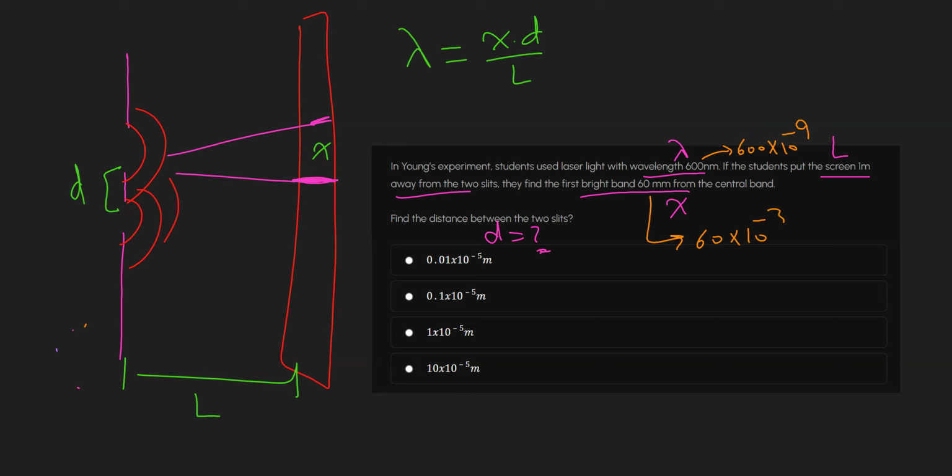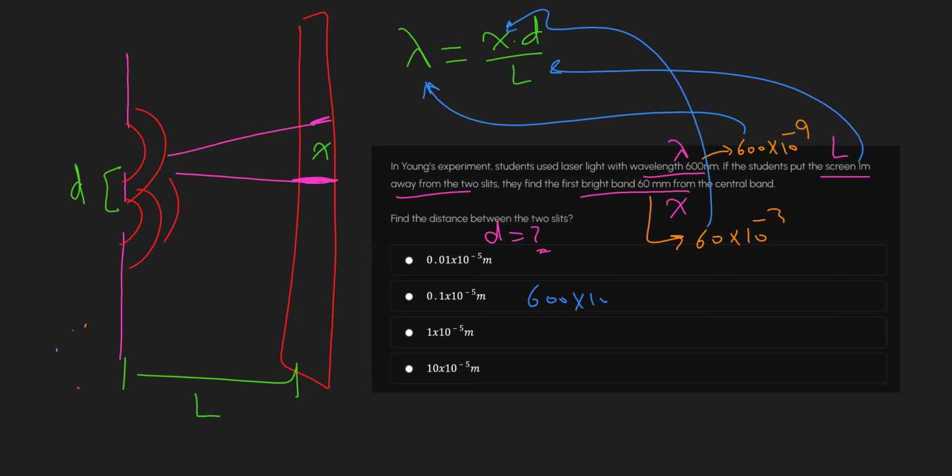Now I just put each one in its place. So this one I put it here, and this number I put as x here. Then the L is 1, I put it here. So that means now wavelength, as you see, is going to be 600 times 10 to the power of -9 equals x times d, which is 60 times 10 to the power of -3 times the distance, which is d, over L, that is 1.